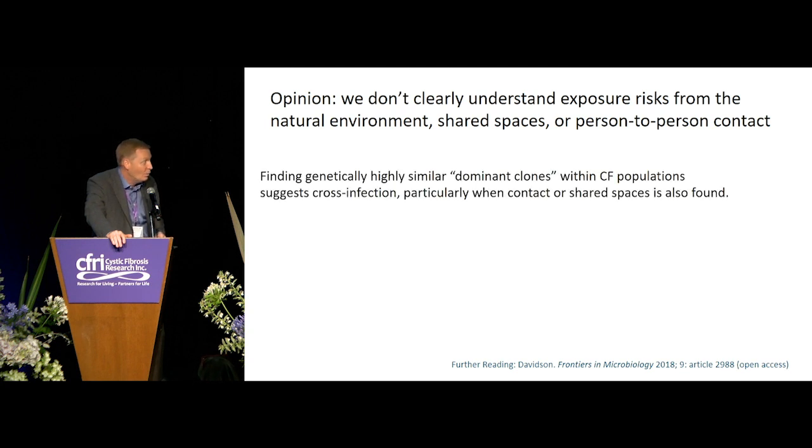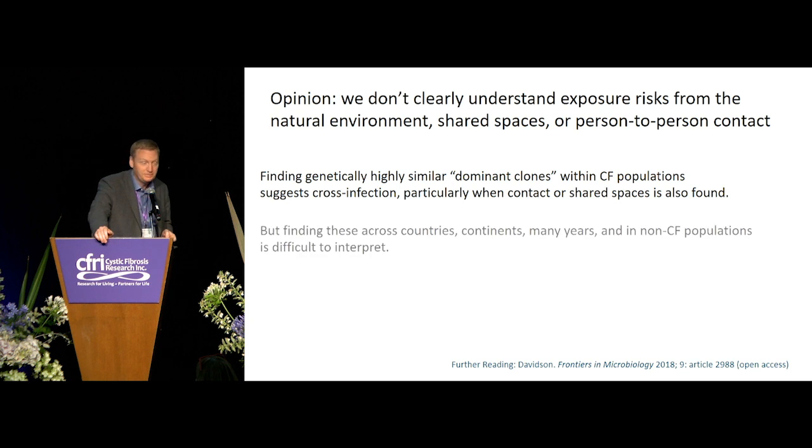So people have reported these genetically highly similar dominant clones, almost exactly the same genome. And when you can do that, and you can also demonstrate how those people have been in contact or have been in the clinic at a very similar time, then that does suggest that this person-to-person spread can occur.